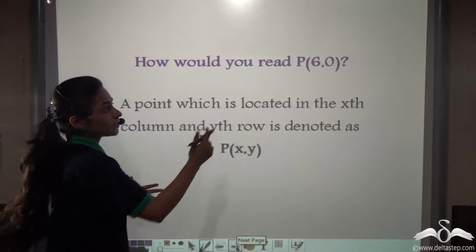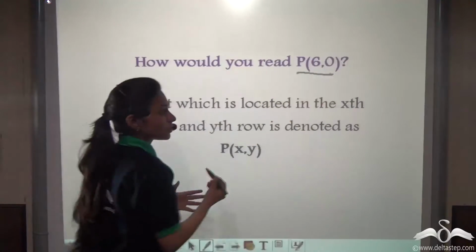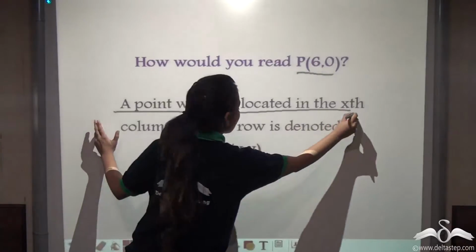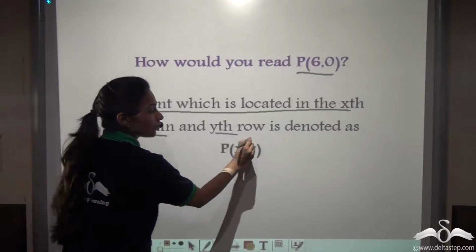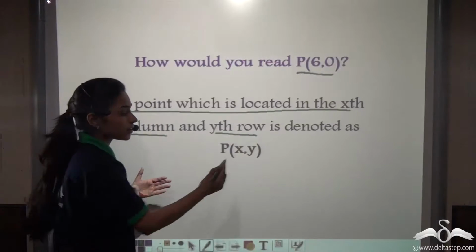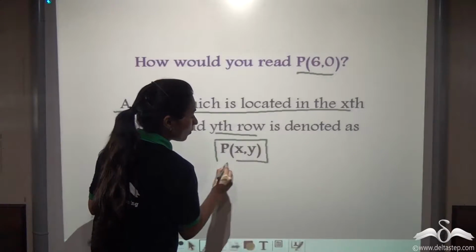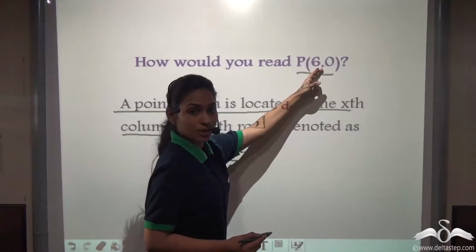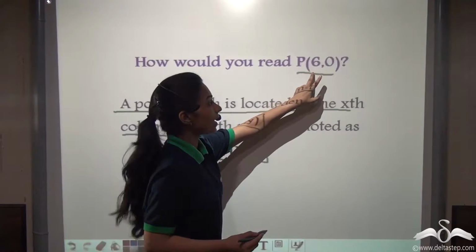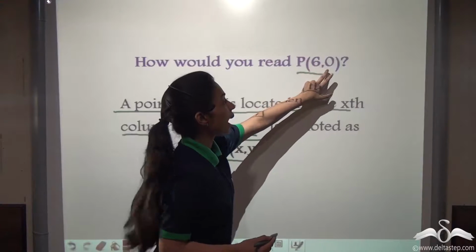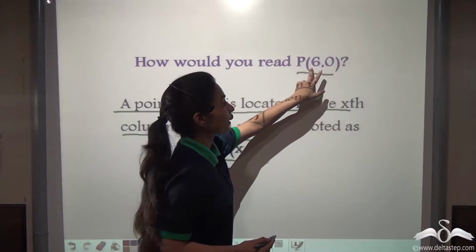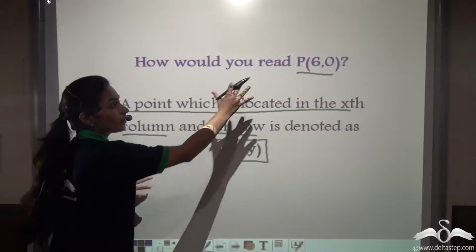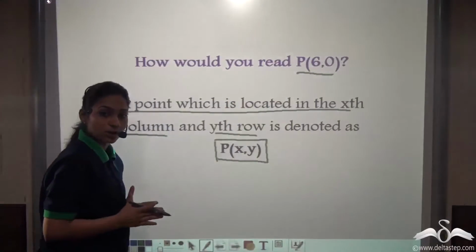If we have a point, say P, that is (6, 0), how do you read it? Well, a point which is located in the xth column and the yth row on a graph paper is denoted as P(x, y). So if we have a point, say P, that is (6, 0), you can say that this point lies in the 6th column and 0th row respectively on the x-axis and y-axis. So you know what these points are and how they are plotted on a graph paper.